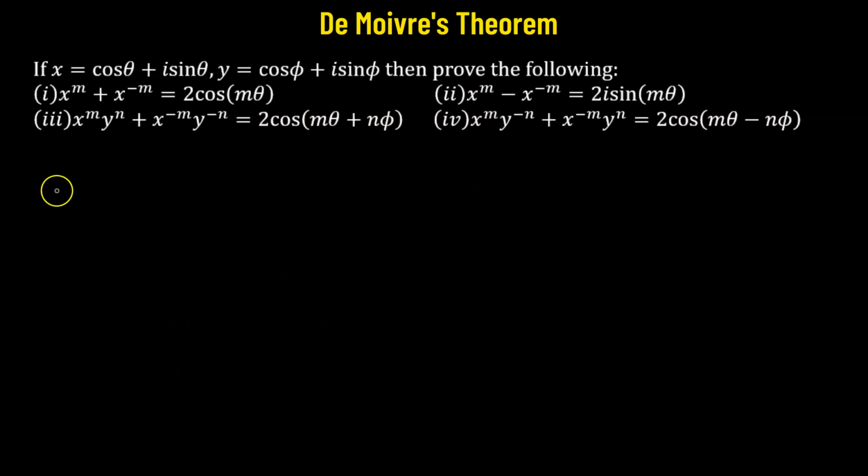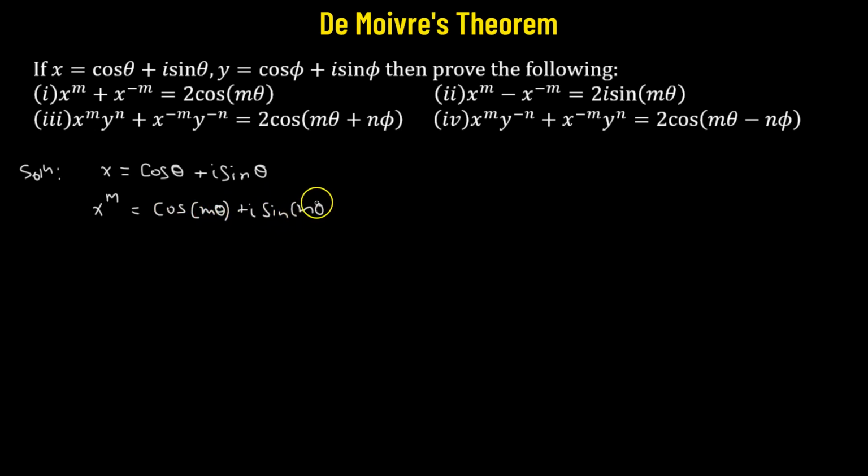Let's do that. First we will consider x equals cosine of theta plus iota times sine of theta. So when we raise x to the power of m, we will have cosine of m theta plus iota times sine of m theta. And if we raise x to the power of negative m, then we will have cosine of m theta minus iota times sine m theta. So we already covered this in the previous problem in part 1 and 2.